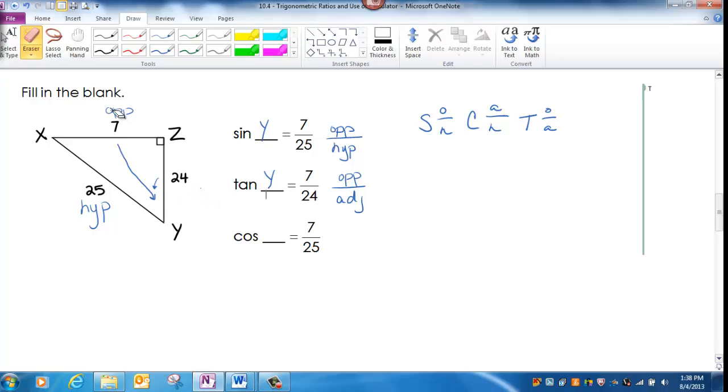Okay, one more. Cosine of what angle equals 7 over 25? Well, cosine is adjacent over hypotenuse. So which side is adjacent? So if we have here that the 7 is adjacent, what angle is this side adjacent to? It's adjacent to angle X. And then the hypotenuse stays across from the right angle. So the answer here is angle X.